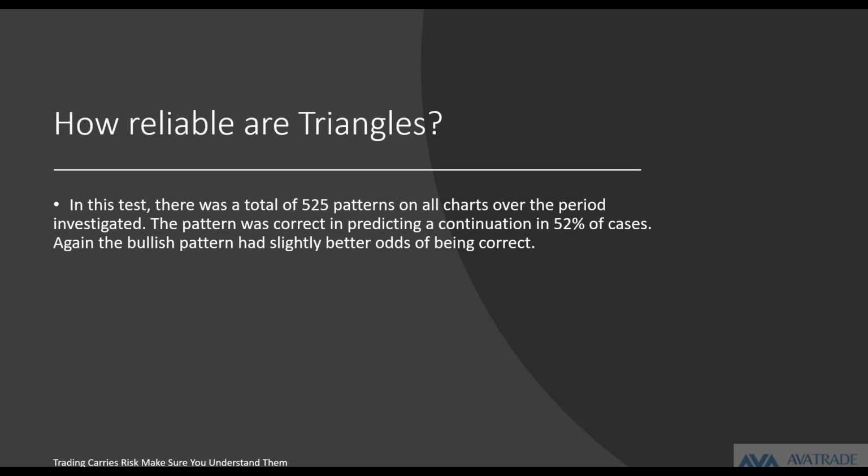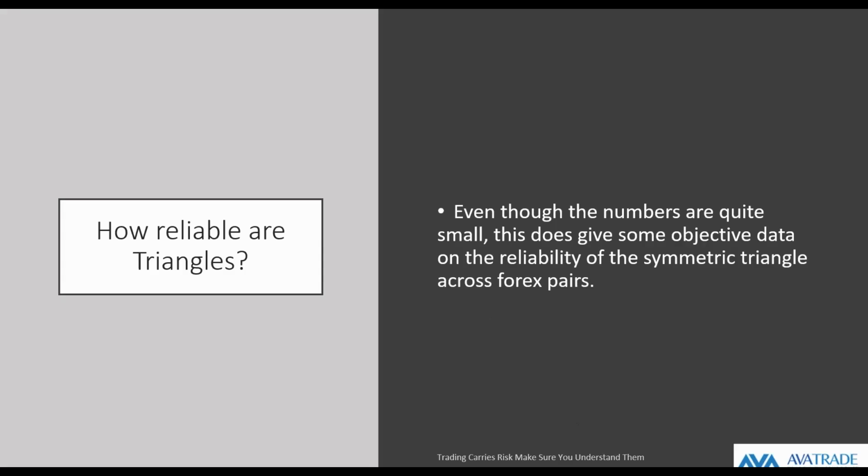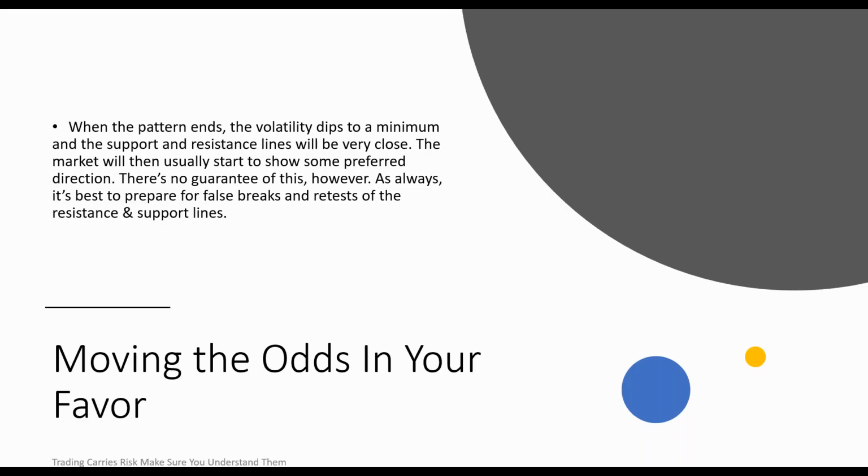In this test, there was a total of 525 patterns on charts over the period investigated. The pattern was correct in predicting a continuation in just 52% of the cases. Again, the bullish pattern had slightly better odds of being correct. So even though the numbers are quite small, this does give some objective data on the reliability of symmetrical triangles across all the Forex pairs. Trading triangles can be very reliable because you'll see those results jump to 75% when you wait for the third candle. And that's what we want to do: move the odds in our favor.